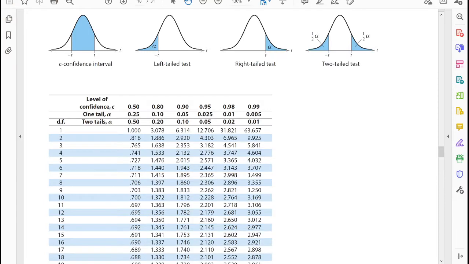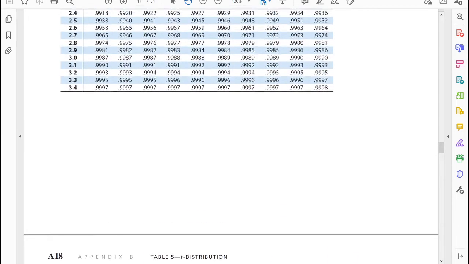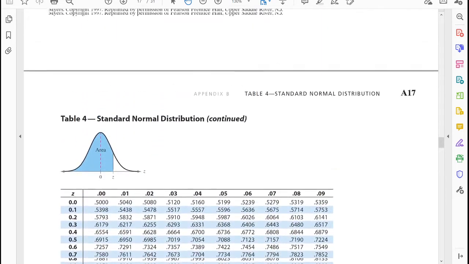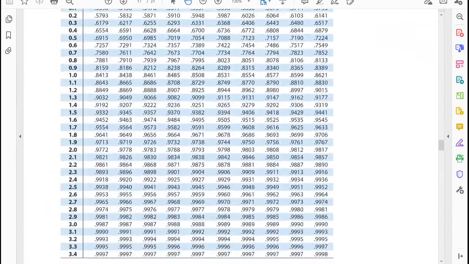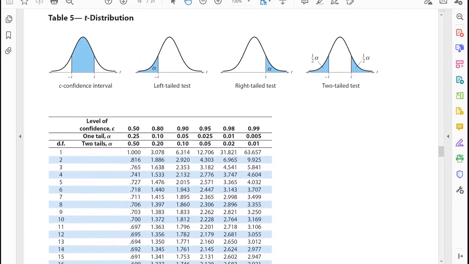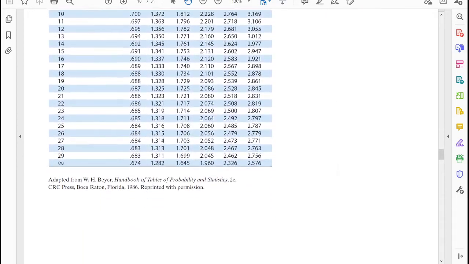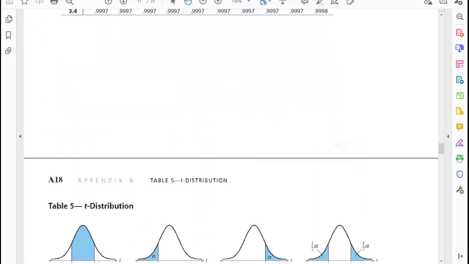It looks something like this, right? It's a t distribution, and if you look at the file, it's on page 18 of the appendix. Your z table was on page 15 and 16. I'm sorry, 16 and 17, I should say. So your t distribution looks something like this. It's far fewer numbers compared to your z table, okay?